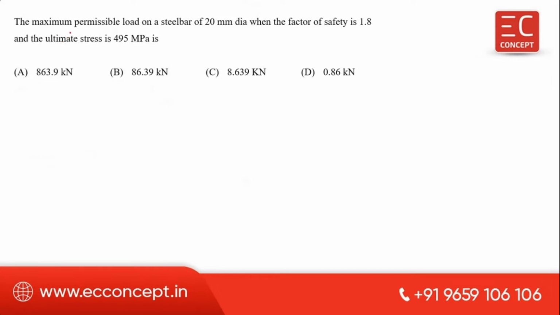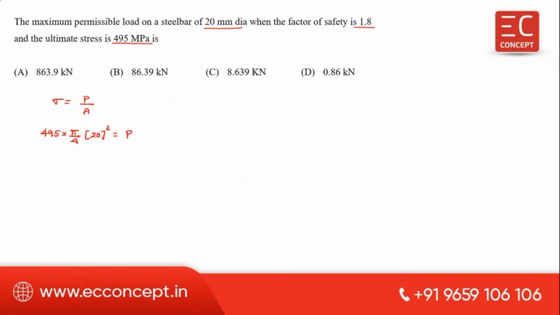The next question is, the maximum permissible load on a steel bar of 20 mm diameter when the factor of safety is 1.8 and the ultimate stress is this one. So they have given the permissible load. We know that stress equals force by area. Ultimate load they are asking. Now here the stress, 495, into area, pi by 4 into d square, 20 square, is equal to P.